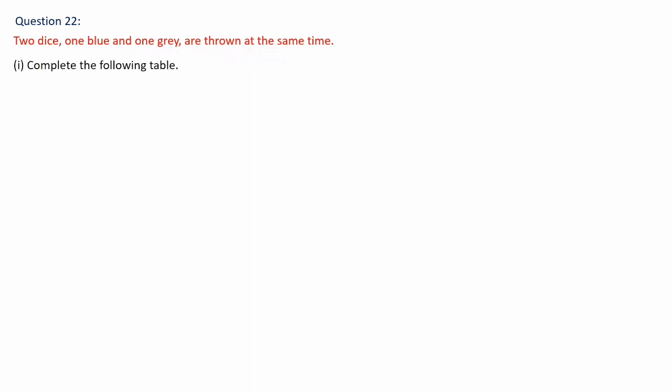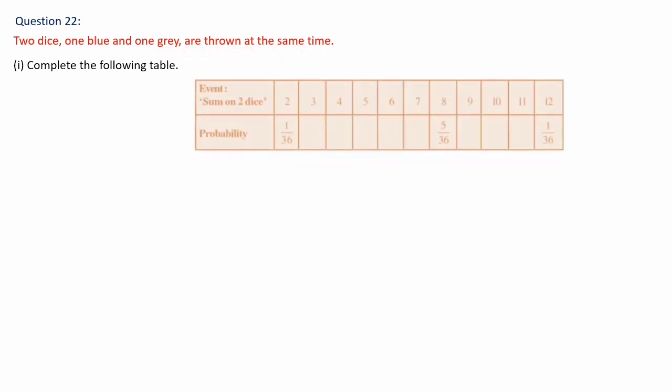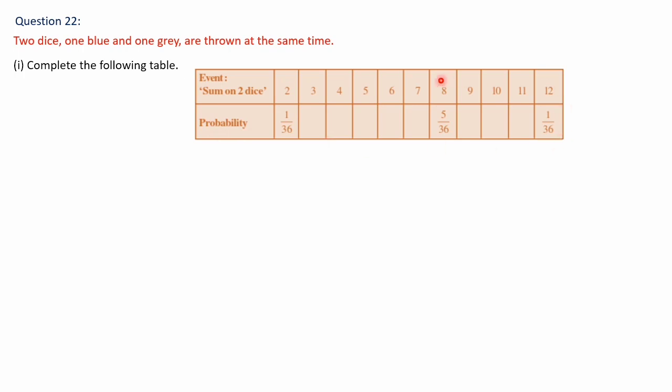Next we shall discuss question number 22. 2 dice, 1 blue and 1 grey, are thrown at the same time. Complete the following table. 2 dice means each dice has 6 faces, numbered 1 to 6. So 1 blue and 1 grey dice are thrown at the same time. Here there is a table given to you, sum on 2 dice. Each die will get one number from 1 to 6, and after that you add those two numbers.